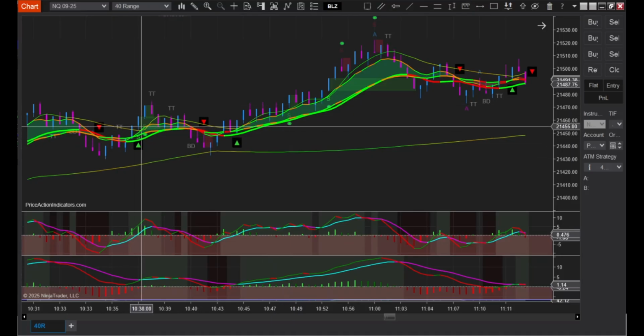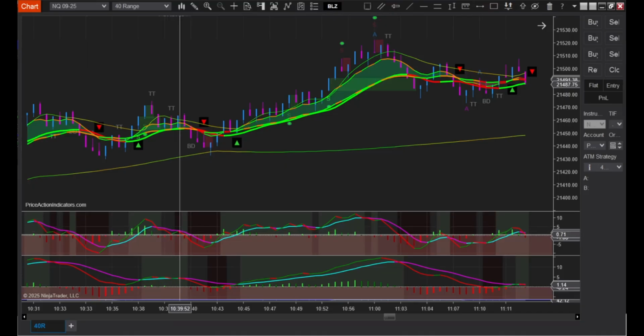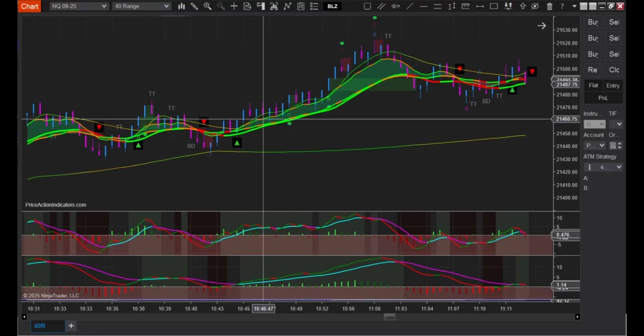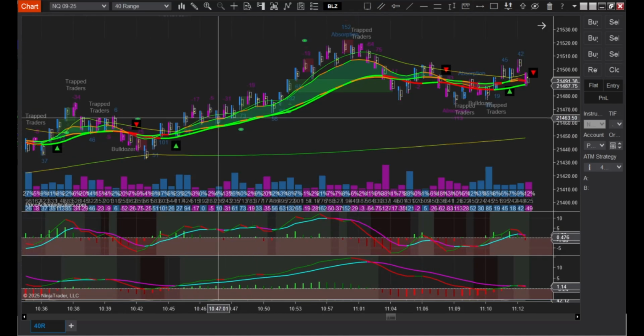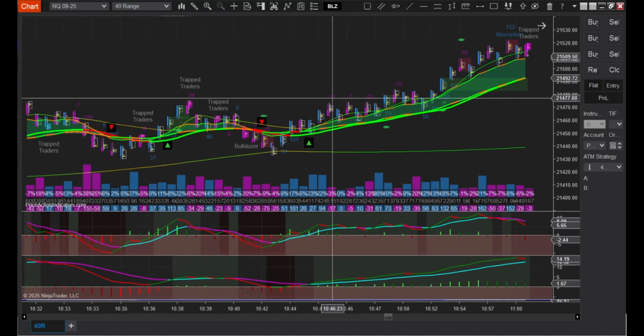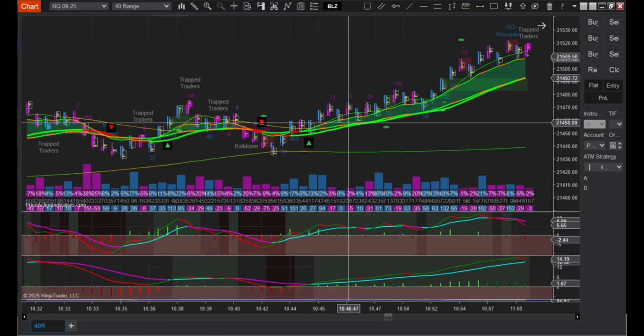Now, we broke out above, we pulled back, we didn't get an entry. Here, we're below, no entry. Right here. Actually, here we're above. Right here. We broke out, we pulled back, we're above. You can take that entry. If we look going across, it never came back down.